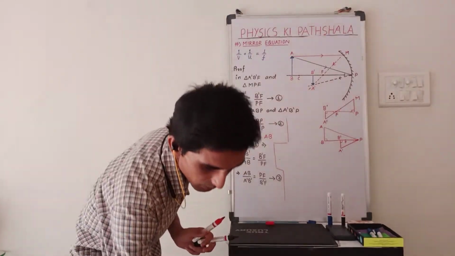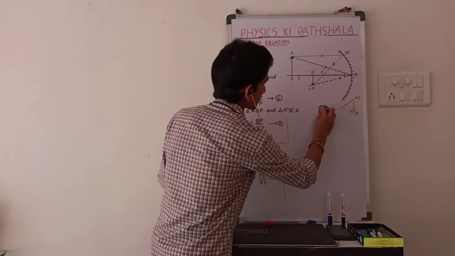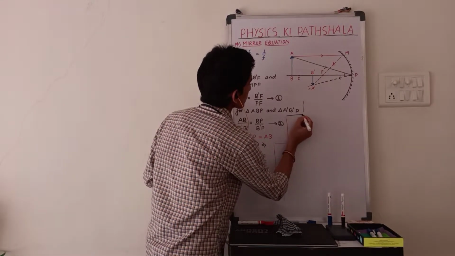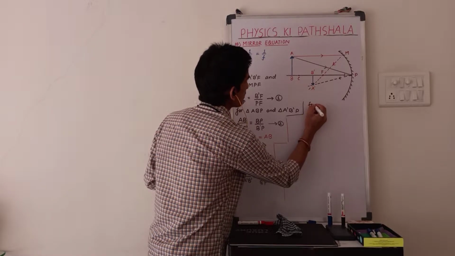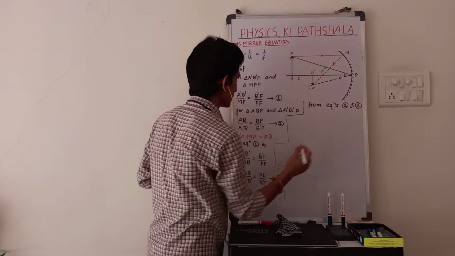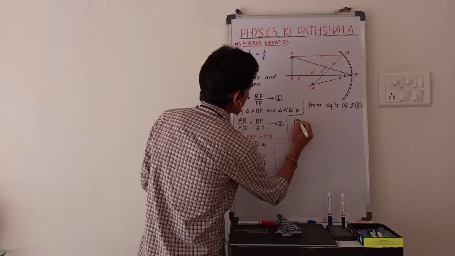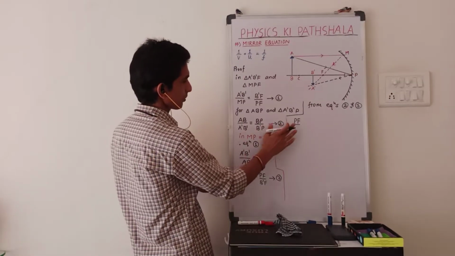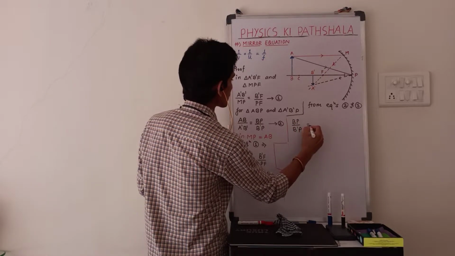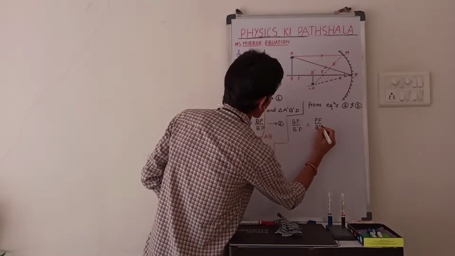So I erase this diagram. So we can write that from equations 2 and 3, we can write the right hand sides as equal, that is BP upon B prime P should be equal to PF upon B prime F.